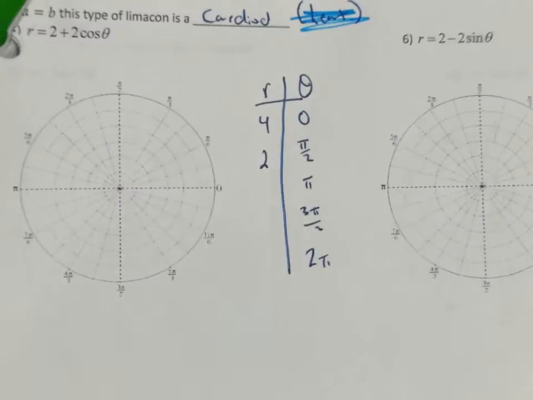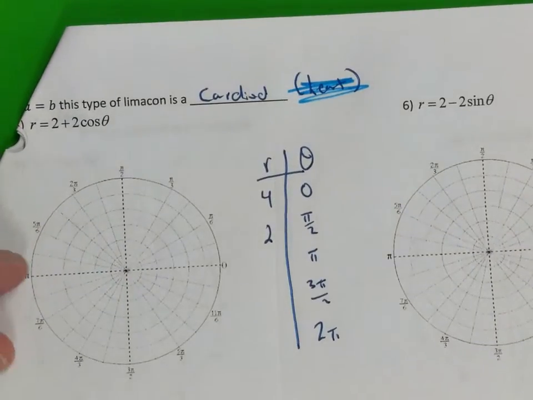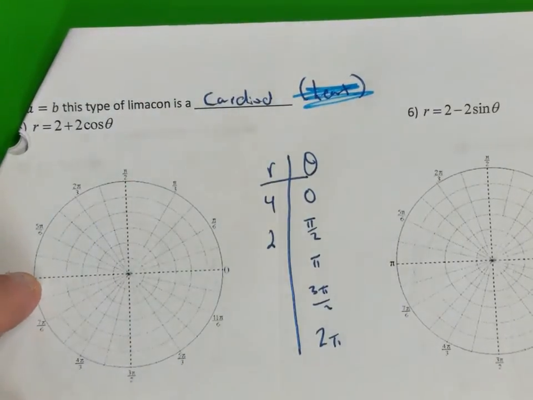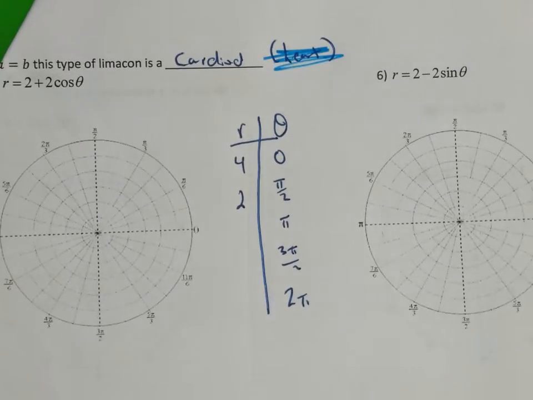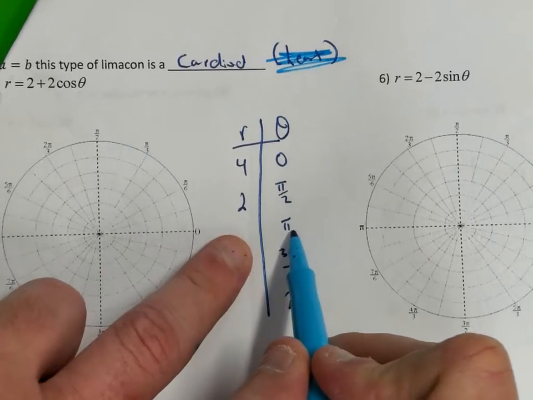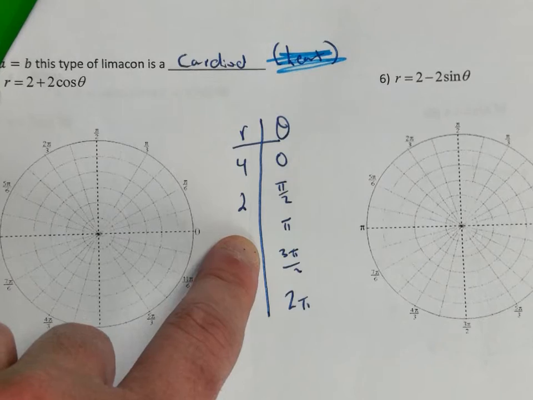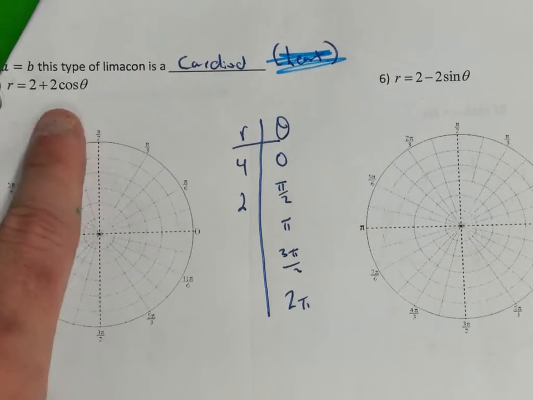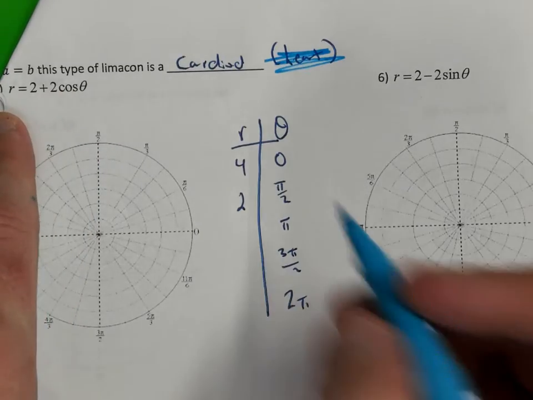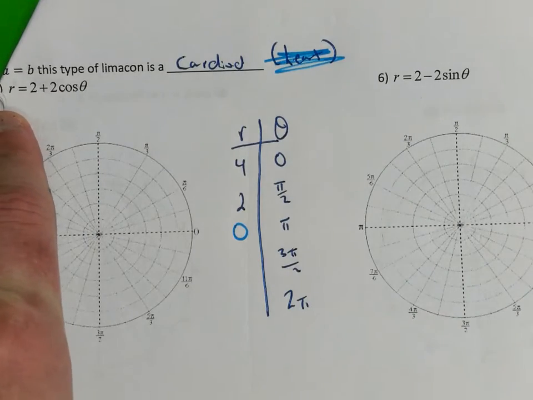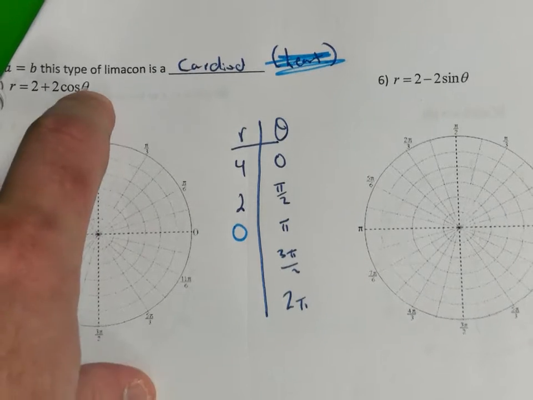Okay, so we're starting here. We know that this is a cardioid because the absolute value of A and B is the same number, 2. Okay? So I'm going to fill in the chart. Finish this. We're picking up here. Pi. Cosine of pi is -1. -1 times 2 is -2. -2 plus 2 is 0.